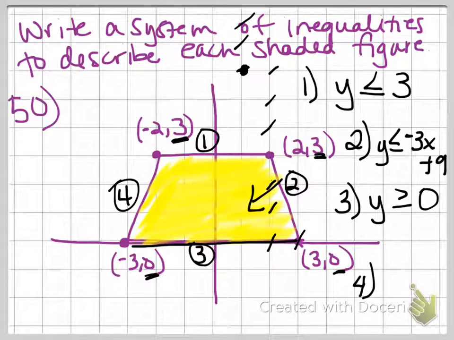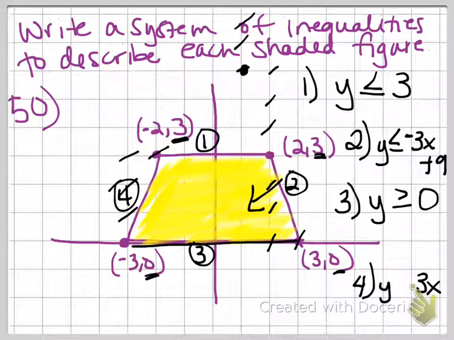Finally, let's look at number 4. So for number 4, obviously it's going to be y equals something. I'm going to utilize the slope. So I go up 1, I'm going to go up 1, 2, 3, and right 1. So that means I'm going to have 3x. And then I need to figure out my y-intercept.